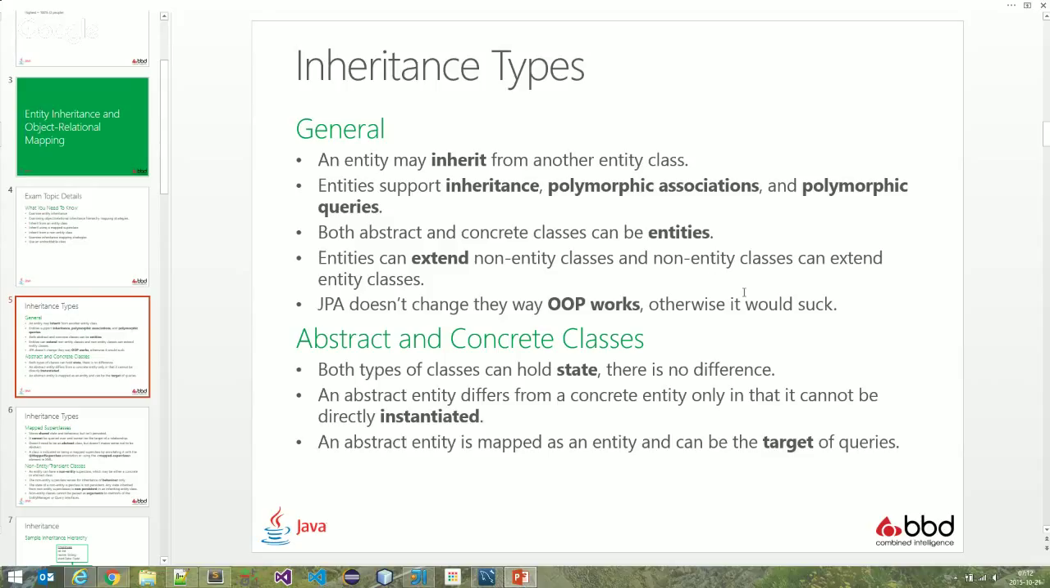So when it comes to abstract and concrete classes in your inheritance hierarchy, both can contain state and can be persisted. The main difference is that from a normal Java point of view, you can't instantiate an abstract class. That's just normal Java object orientation. That's the only difference between the two, really. Otherwise, whatever you can do with a concrete entity class, you can do with an abstract entity class: query it, persist it, remove it, whatever you want. That just comes down to what you can do in Java with it. It doesn't have anything to do with JPA or being an entity.